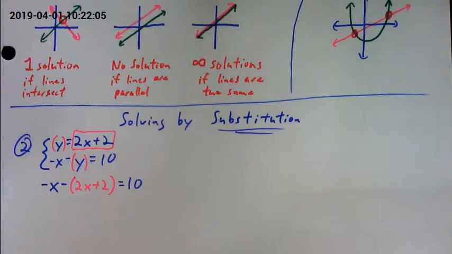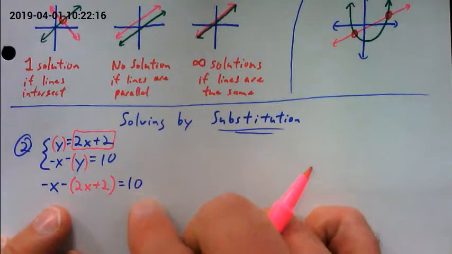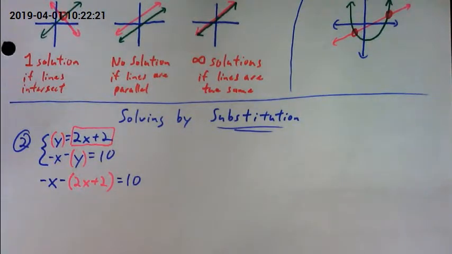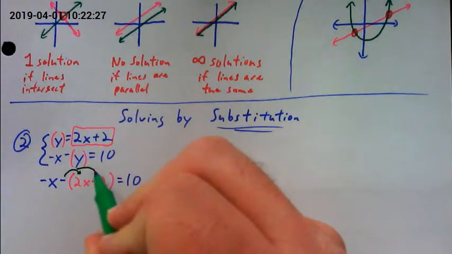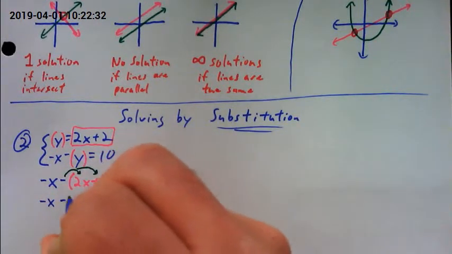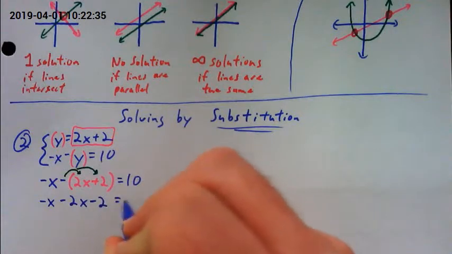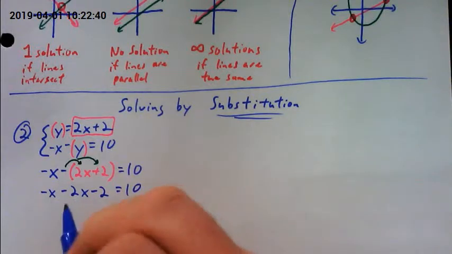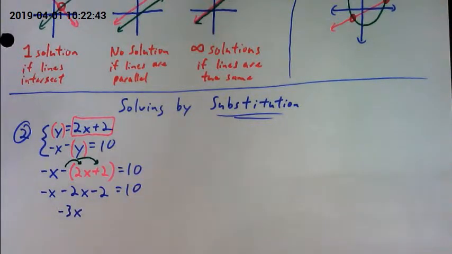So now that we replace that one variable with that other equation, we only have one variable left over. And we can solve an equation with one variable. We've done that all year long. So on here, we can go ahead and solve this. First, you'd have to simplify. So on this one, we could get rid of the parentheses after we distribute that negative sign. So that negative sign that's out in front, go ahead and distribute that to both of those. We now have negative x minus 2x minus 2 equals 10. We could combine like terms. We have a negative x, a negative 2x. That gives us negative 3x.